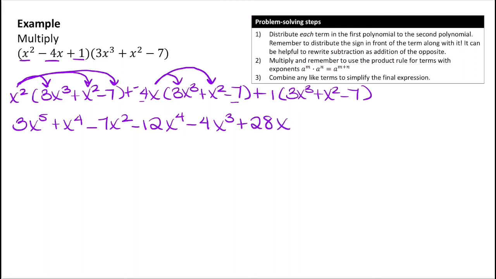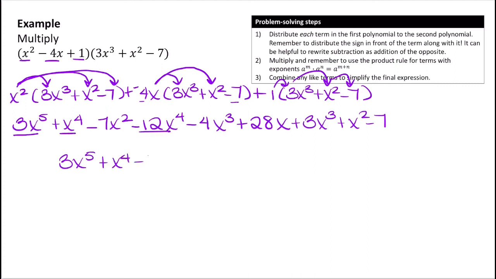Okay, so the nice thing about the last set we have to distribute is it's times 1. So all of these terms are going to stay exactly the same. So we just have plus 3x cubed plus x squared minus 7. Now let's go through and collect all our like terms. So we have 3x to the fifth, and there's no other x to the fifth terms. Okay, we have plus x to the fourth, and we have minus 12x to the fourth.